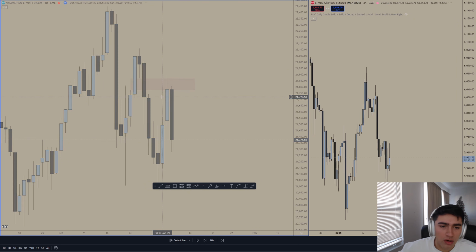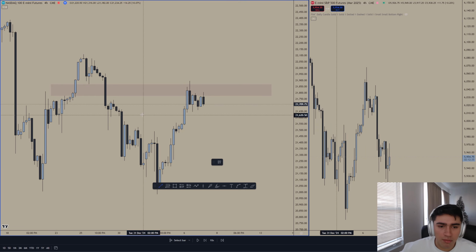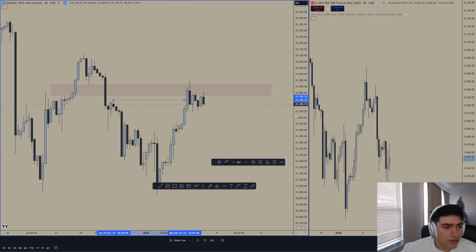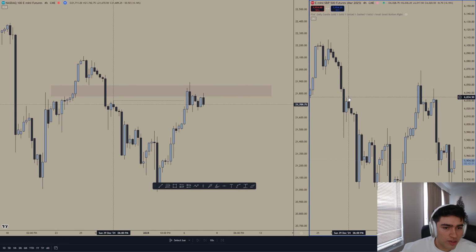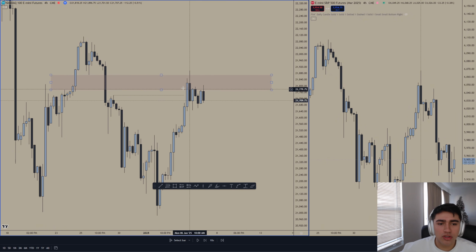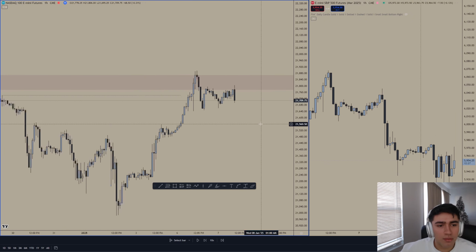Okay, let's look at the 4 hour. What do we have on the 4 hour? Well, we swept buy side liquidity here on the 4 hour over here. And as you can see, that's right over here on ES. Boom. What else do we have? Okay, let's go into hourly. Beautiful. Now what do we have?